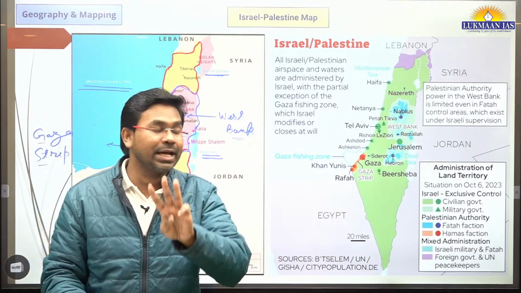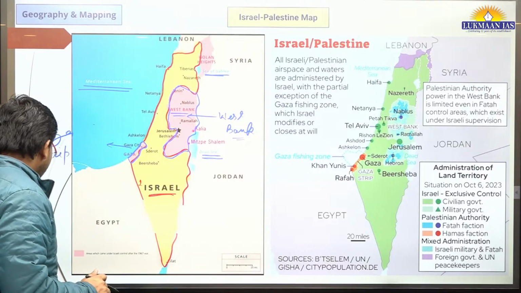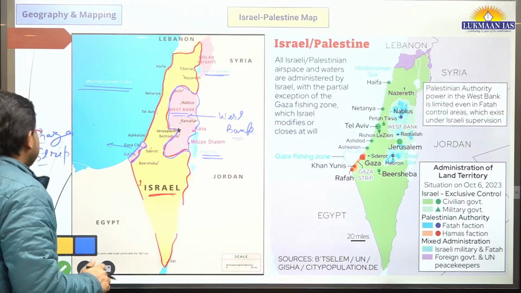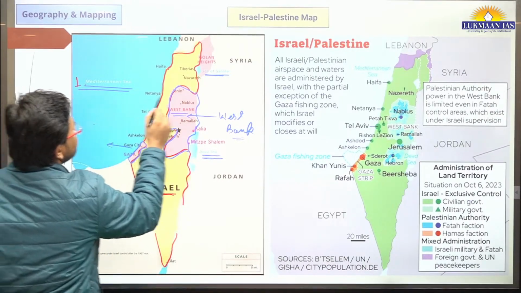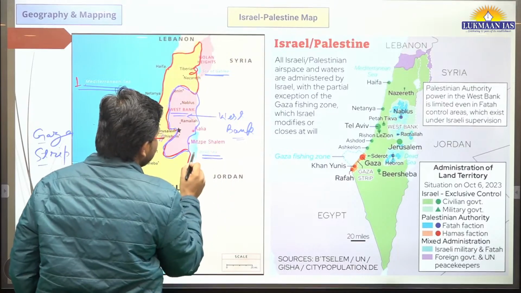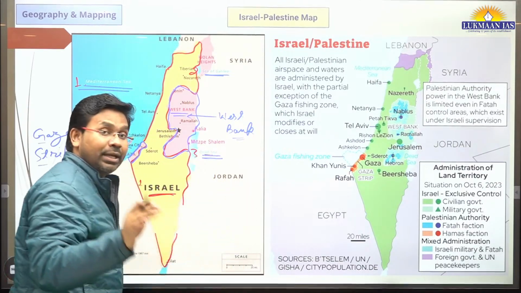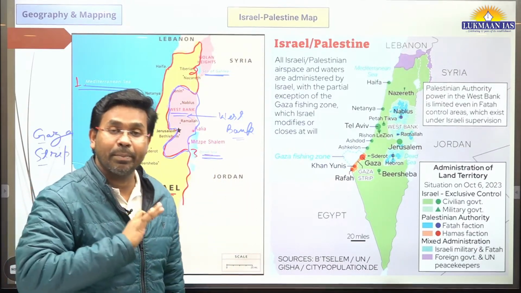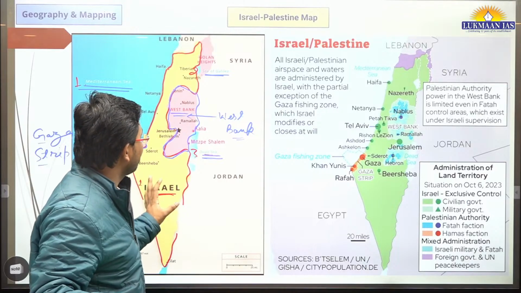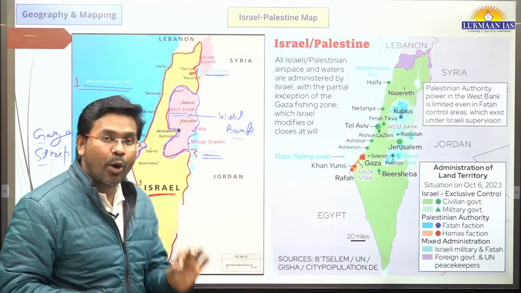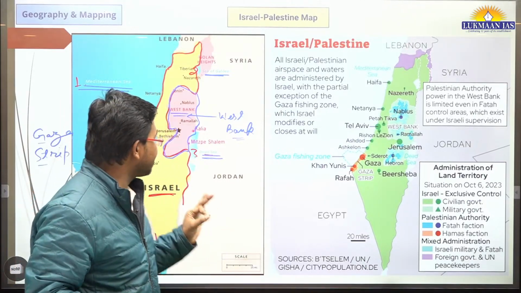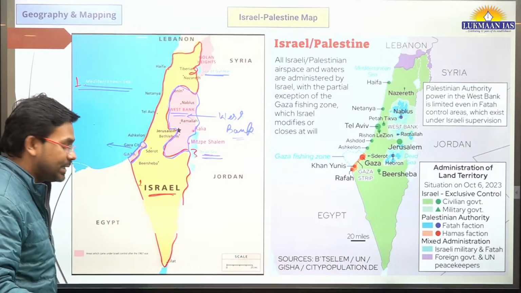All of these three are important. You need to remember the names of these seas. Number 1, Mediterranean Sea. Number 2, Sea of Galilee. Number 3, Dead Sea. It is very important for you to remember the names of all these three seas. And how many countries surround Israel? We are going to see this.